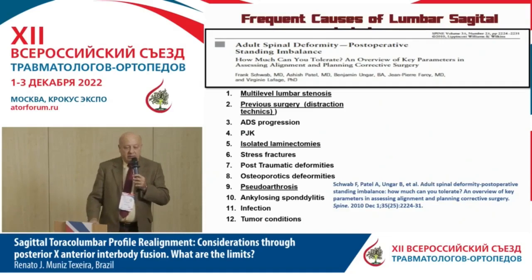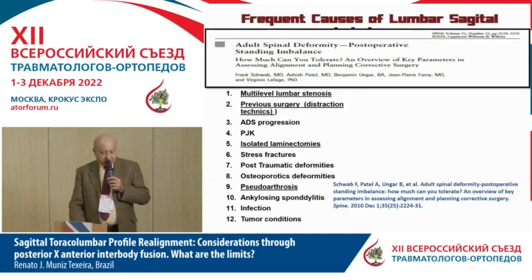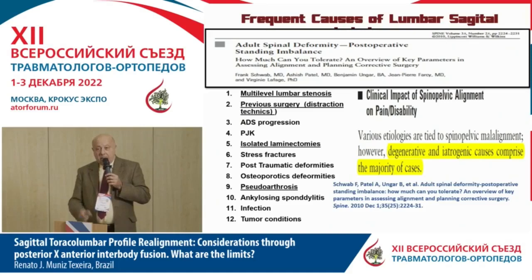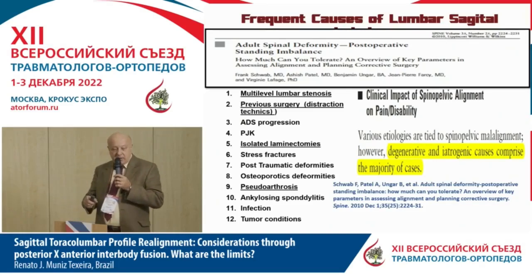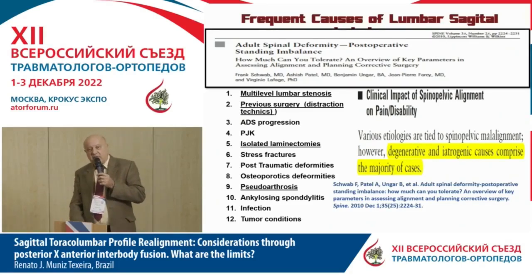Frequent causes of lumbar sagittal malalignment: multi-level lumbar stenosis, previous surgeries, ASD progression, PJK, isolated laminectomy, stress fractures, post-traumatic deformities, osteoporotic deformities, pseudoarthrosis, ankylosis, infections, and tumors. But the most frequent are degenerative and iatrogenic causes in the majority of cases.